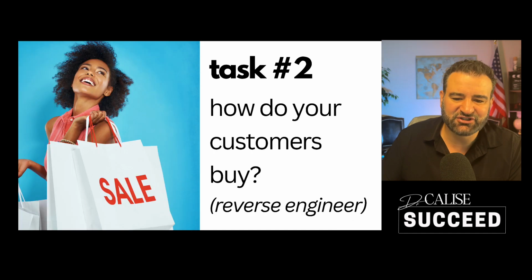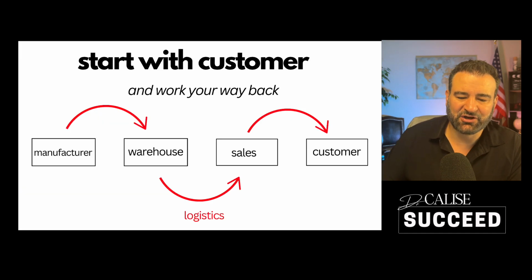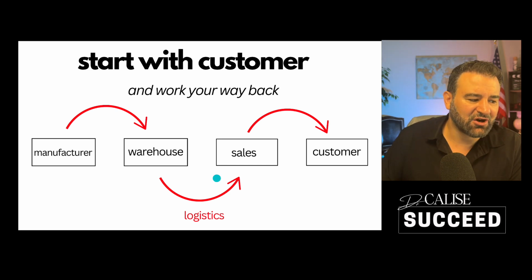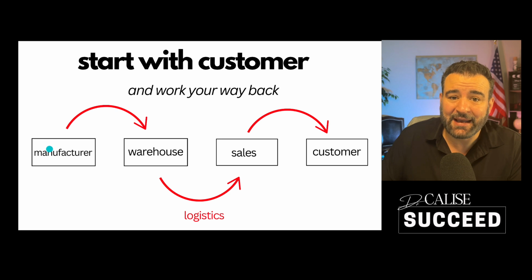All right, what's task number two? How do customers buy? We're going to reverse engineer. All right, what am I talking about with reverse engineer? Well, we know the product starts at the manufacturer, right? It has to be made. Then it's stored at a warehouse. It's sold to the consumer, whether online or a store or in person, and then the consumer gets it.